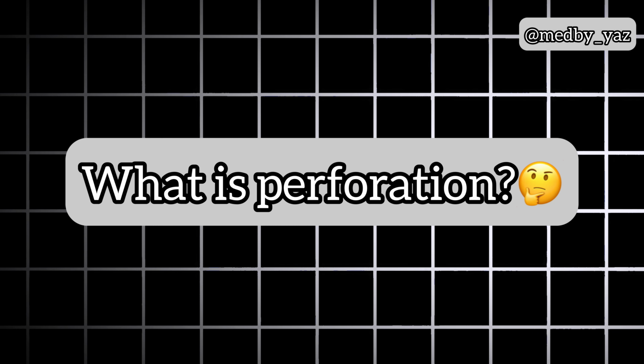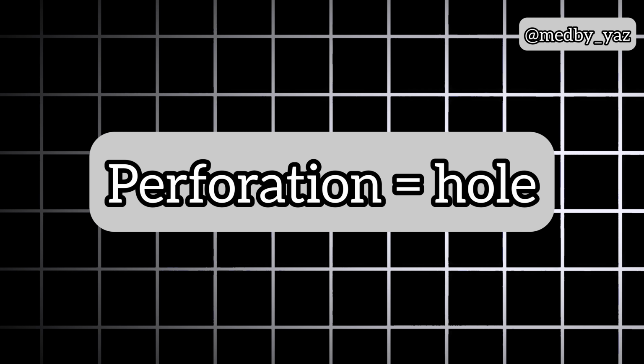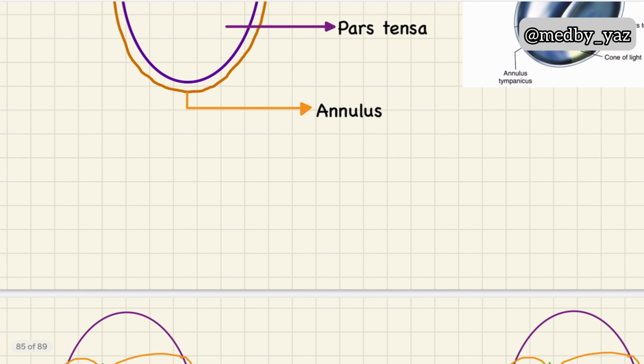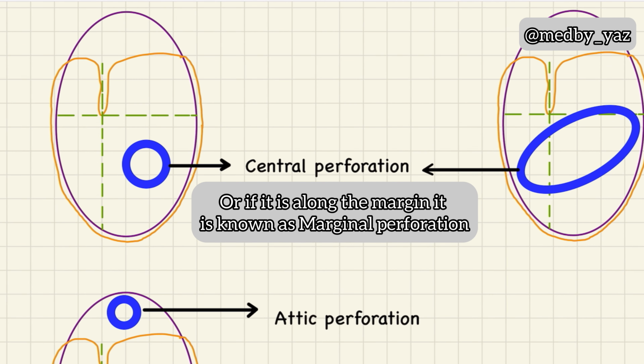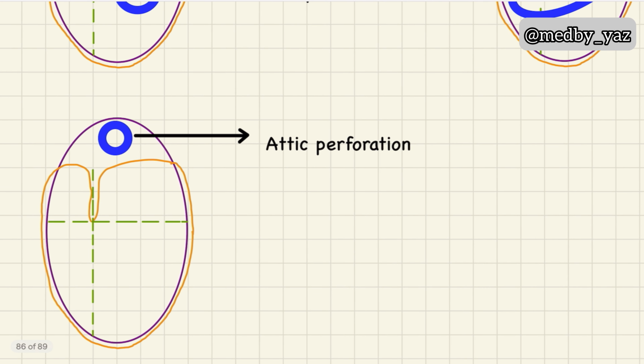Firstly, what is perforation? In layman's term, perforation is a hole. If we have a perforation in the pars tensa, it is called as central perforation, and any perforation in pars flaccida is known as attic perforation.